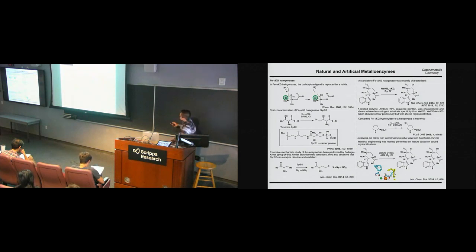In this paper in 2016, Yisong Guo at Pittsburgh showed that you can do some type of fusion protein to alter the selectivity of the chlorination reaction itself.